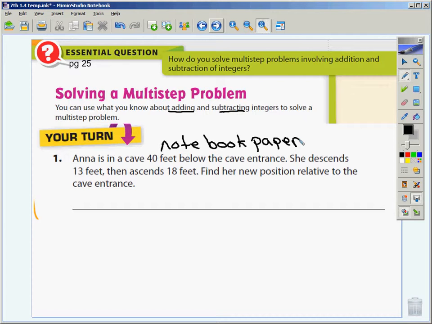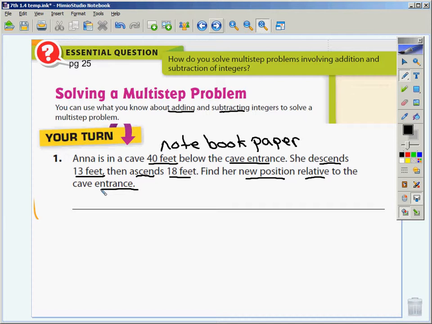Anna is in a cave 40 feet below the cave entrance. I actually go through and I kind of underline or highlight the pieces that I think are important. She descends, which means she goes down 13 feet. Then she ascends, meaning she goes back up 18 feet. Find her new position, that's what I'm looking for, relative to the entrance.